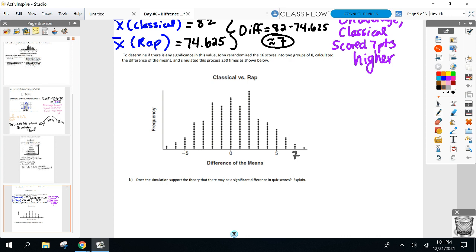All right, so how many are at or above 7? Wait, sorry guys, I'm looking at the dots. What do you mean by that? At or on the outside of 7? Oh, 4. 4, right? Sorry. At or above 7, 4, correct? Out of how many dots do I have here? 250. So 4 out of 250.